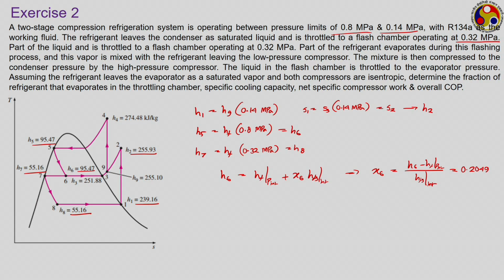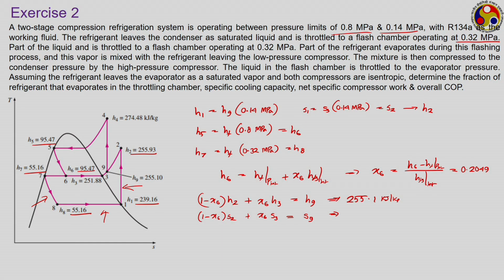Now, we have to perform the energy balance across the mixing to get point 9. There we know that 1 minus X6, because X6 is the fraction that goes to the bottoming cycle, gets expanded in the second expansion process, then the evaporation process and this lower stage of compression. So, it is 1 minus X6 into H2 plus X6 into H3, which should be equal to H9. From there we get H9 equal to 255.1 kilojoule per kg. Similarly, we can also perform an entropy balance: 1 minus X6 into S2 plus X6 into S3 is equal to S9.